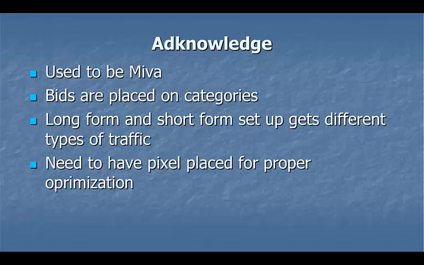When I create CPA offers, my rep basically tells me to create two different campaigns, a long form campaign and a short form campaign, and see which campaign generates the best ROI and adjust your bids accordingly based on that setup, okay? The only caveat with AdKnowledge is that you do have to have a pixel placed for proper optimization, because they'll do the optimization for you in the back end with their rep.